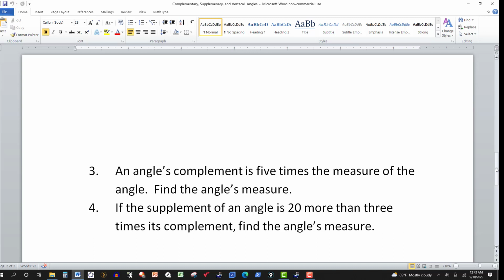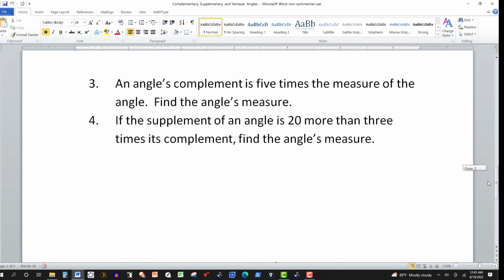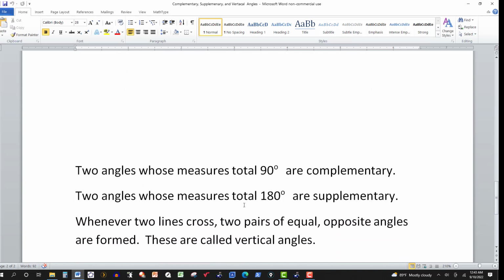I want to go through some explanation just in case this is new to you. So let's just look at these statements. Two angles whose measures total 90 degrees, so if you add the two measures of the angles, you get 90 degrees, we say the angles are complementary. 60 degrees and 30 degrees would be complementary angles. Two angles whose measures total 180 are called supplementary angles. So say an angle that measures 100 degrees and 80 degrees, that totals 180. Those are said to be supplementary.